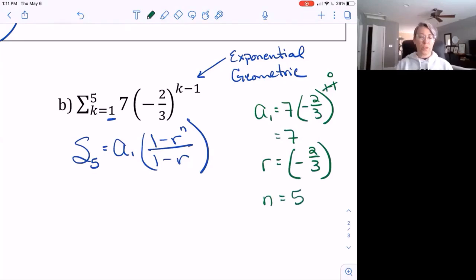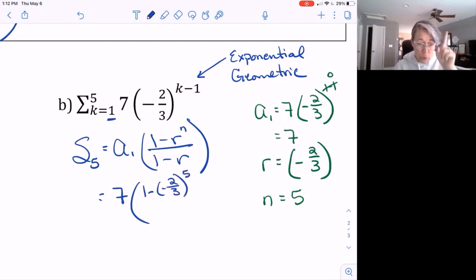So if you're not sure where to start, if there's a formula, write the formula, look at all the variables and see if you can find the values of those variables. So we have a sub 1 is 7, 1 minus a negative 2/3 to the power of 5, because we're going all the way to 5 for our n, over 1 minus negative 2/3.